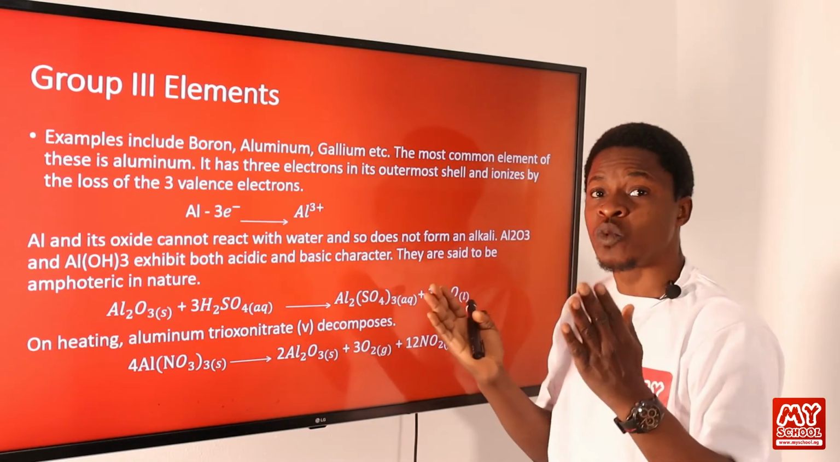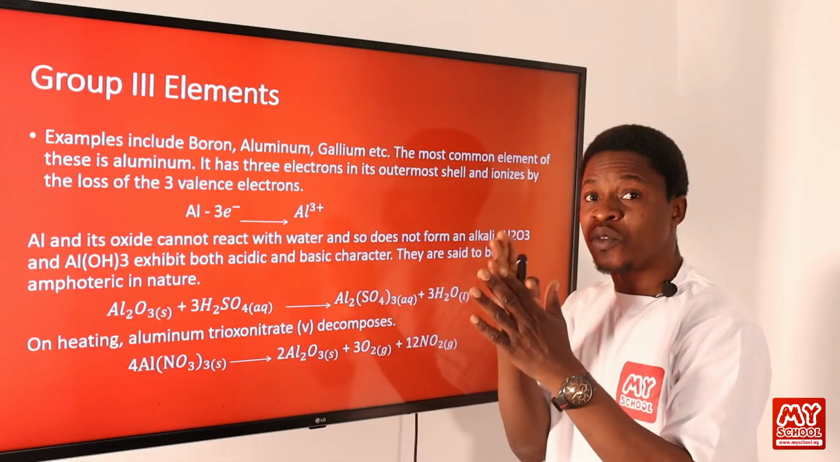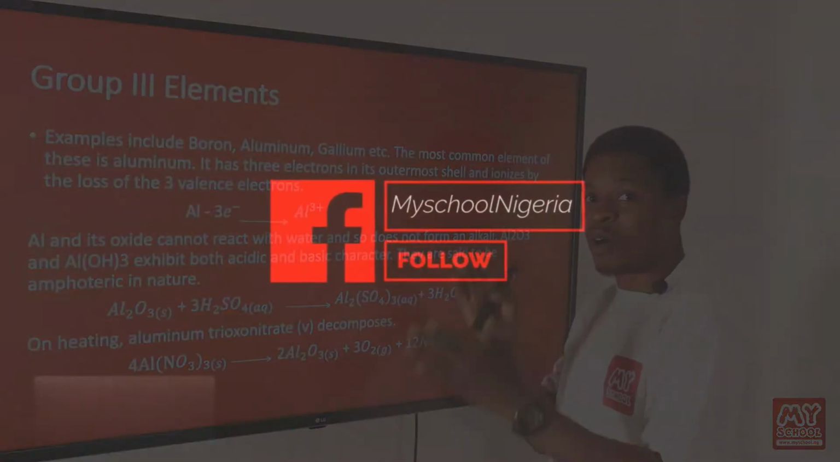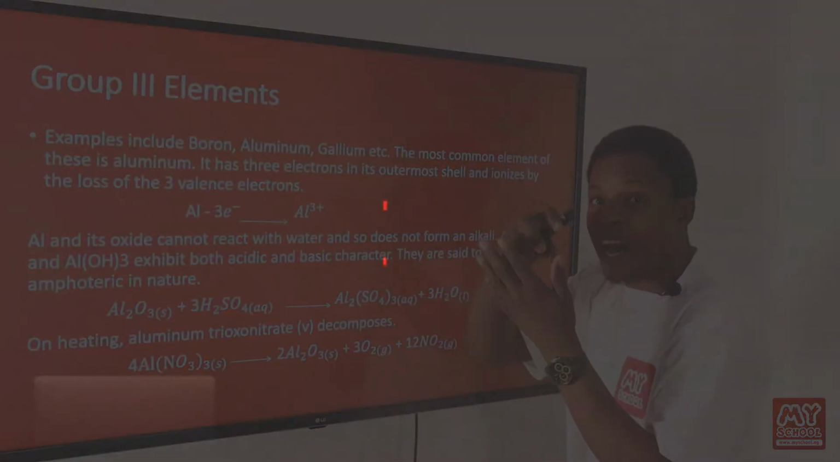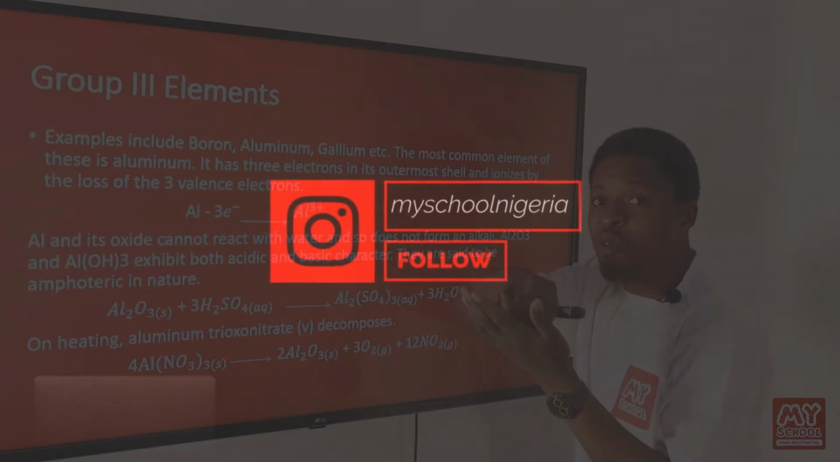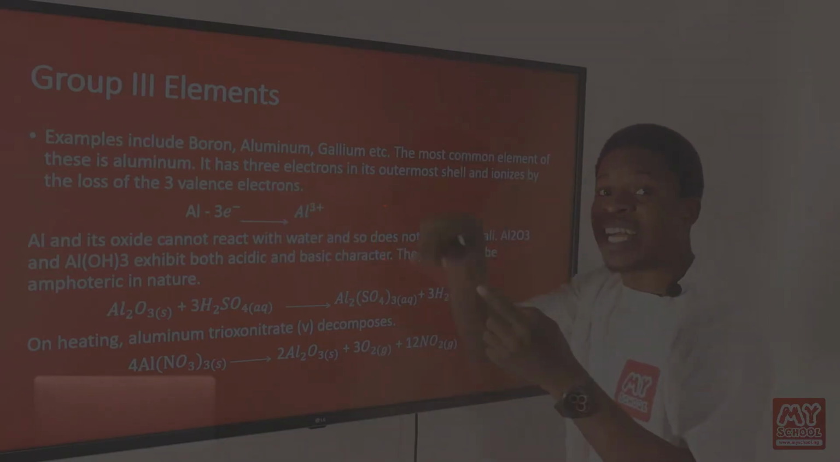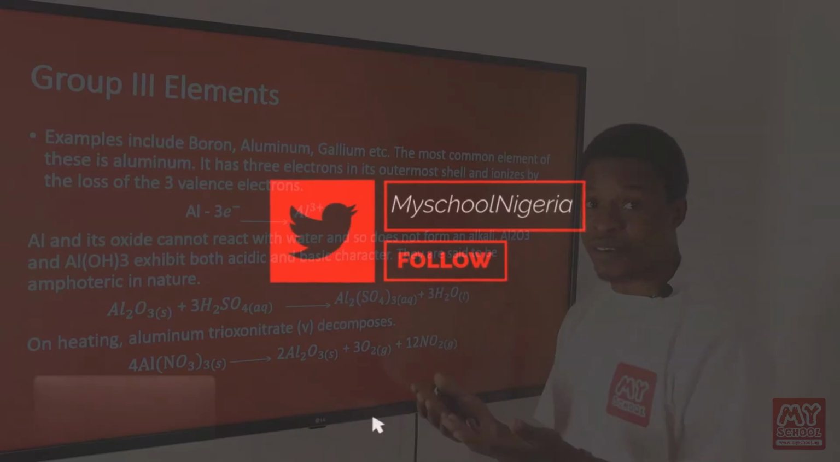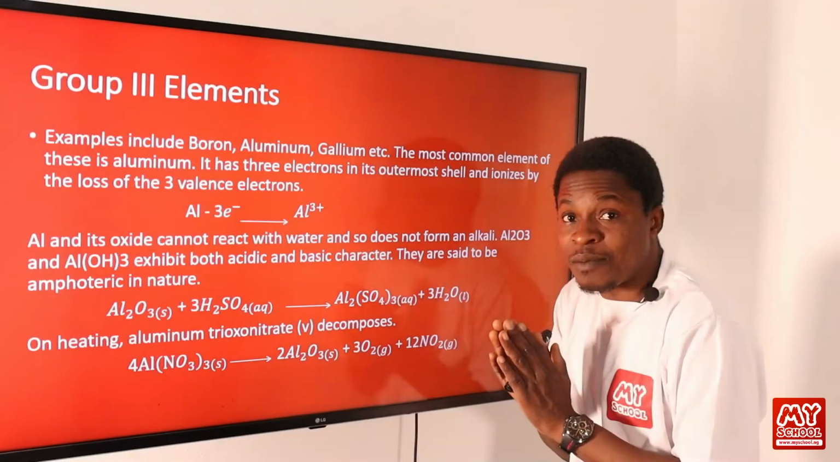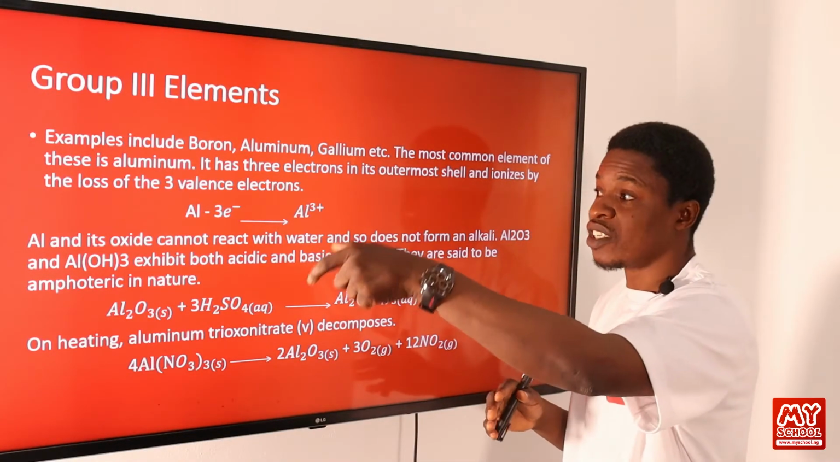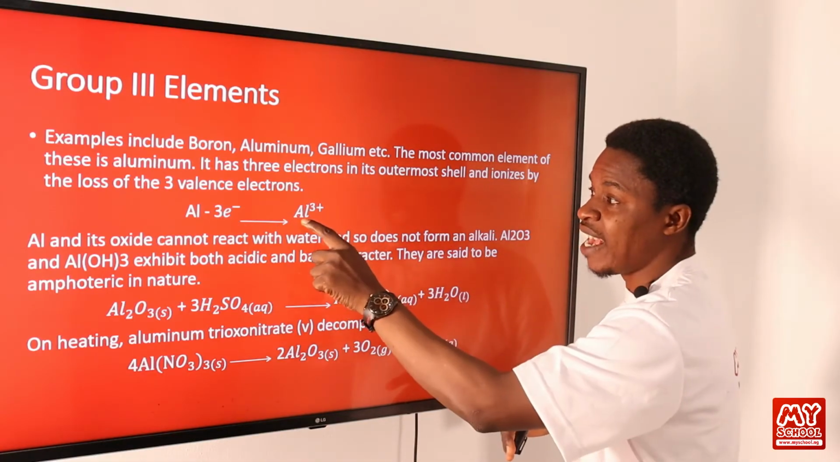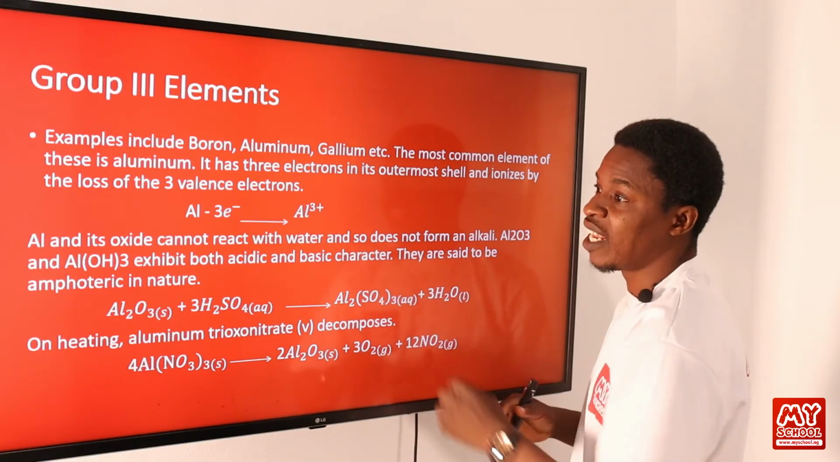Whenever it wants to bond, whenever it wants to combine with another element or compound, it will have to give up 3 electrons, because it has them in its outermost shell, so that it can become comfortable. So it needs to lose those 3 electrons so that it becomes Al3+, because it is losing 3 electrons.